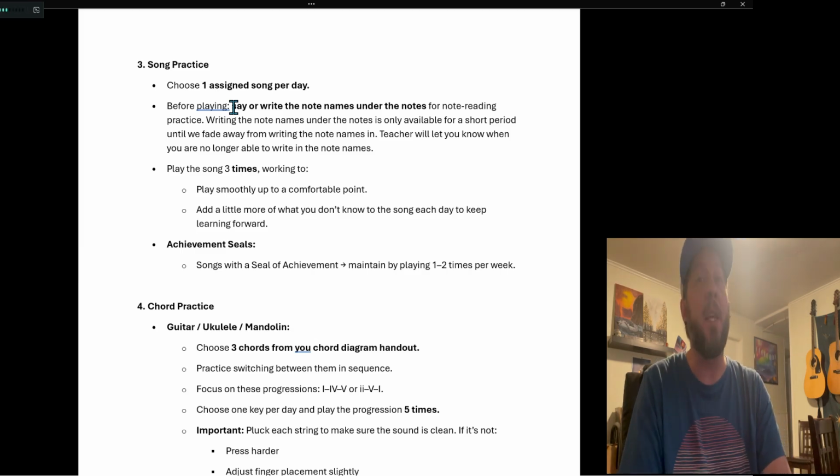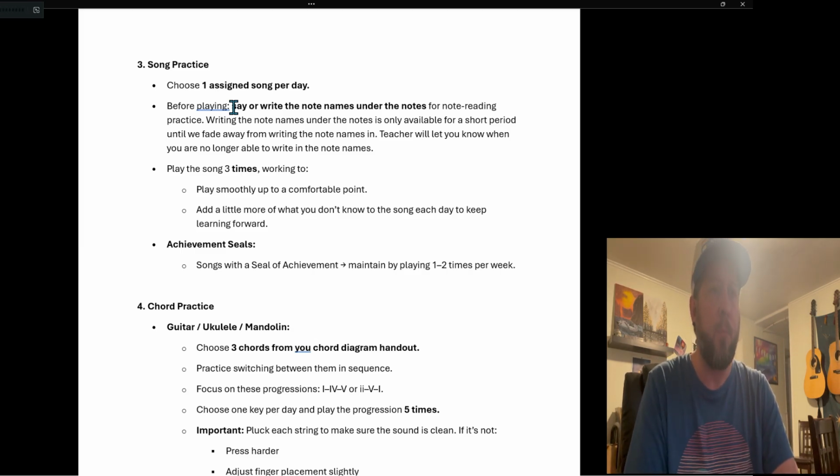Now, for a lot of my beginner students, you're going to want to write the names under the notes. This is going to help with note reading practice, right? So if the notes are not written in, that is going to be you to do that, right? Writing those note names under the notes is only available for a short period of time though, and we will actually fade that out as we go on, right? But it's a really big helper, so definitely use it while you can.